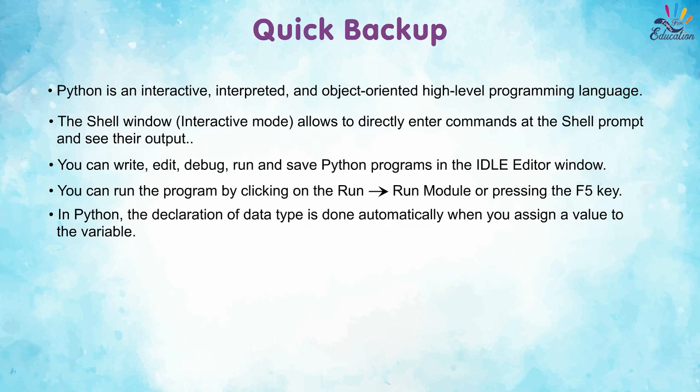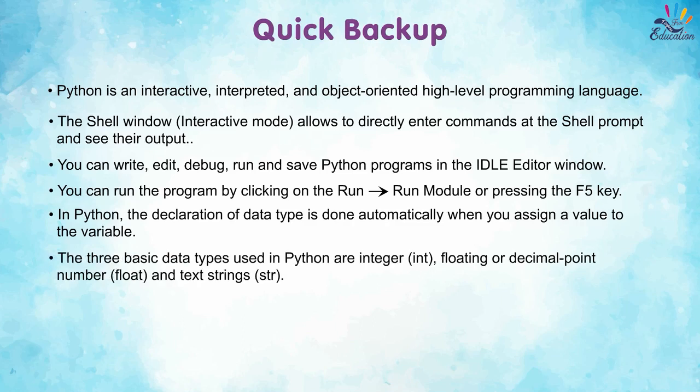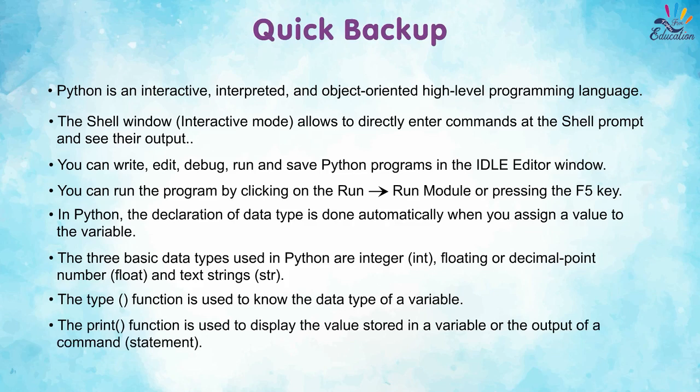In Python, the declaration of data type is done automatically when you assign a value to the variable. The three basic data types used in Python are integer, int, floating or decimal point number, float, and text strings, str. The type function is used to know the data type of a variable.